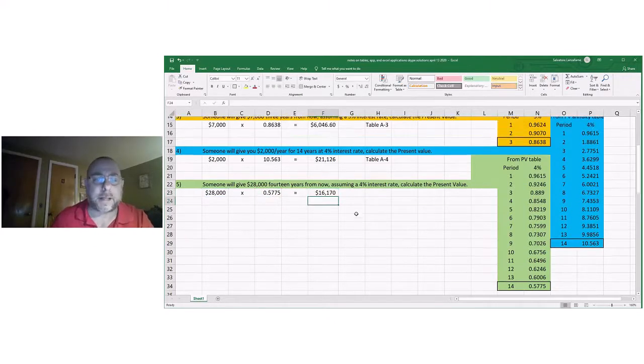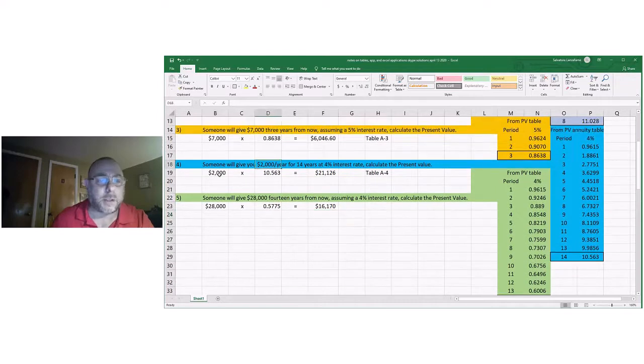And look at the difference in answers. In both cases, you were getting 28,000: 2,000 over 14 years, 2,000 times 14, is 28,000. And here you're also getting 28,000. But because you're getting 28,000 at the end, right now it's worth 16, whereas if you were getting 2,000 every year for 14 years, it's actually worth 21. That's because your interest is earning interest along with the original amount. So basically, that's huge. When your interest can earn interest, that's basically free money.